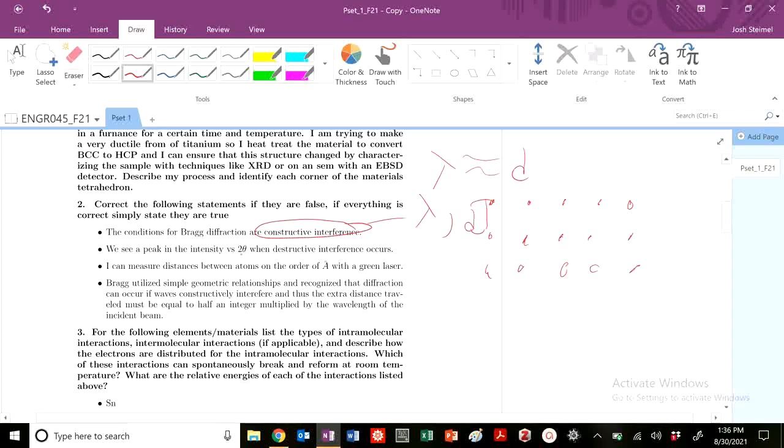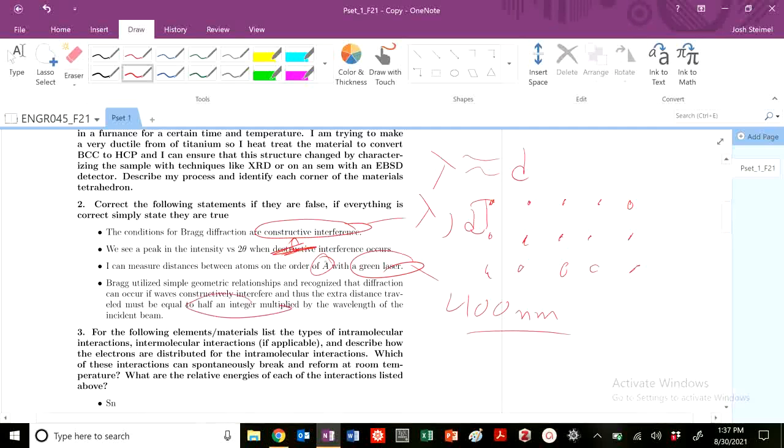So we see a peak in intensity when destructive interference occurs? No, constructive. I can measure the distance between atoms on the order of angstroms with the green laser. No, green laser, about 400 nanometers. My wavelength there, that is 400 nanometers, this is an angstrom. No. Finally, Bragg utilized a simple geometric relationship to recognize that diffraction can occur if waves constructively interfere, and thus the x-ray path traveled must be equal to half an integer wavelength multiplied by the wavelength of the incident beam.